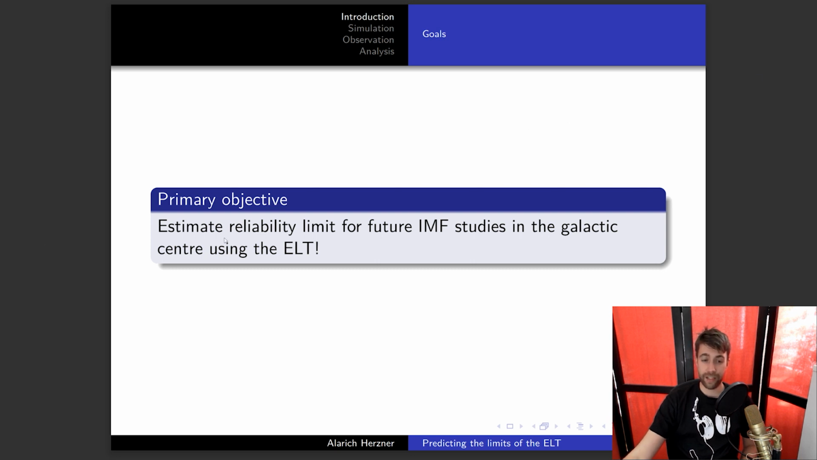So, as you can read here, estimate the reliability limit for future IMF studies in the Galactic Center using the ELT. Now initially, when somebody stated this objective to me, I had no idea what this even means, and I probably am right to assume that the same is true for you guys. So let's pick this sentence apart a bit.